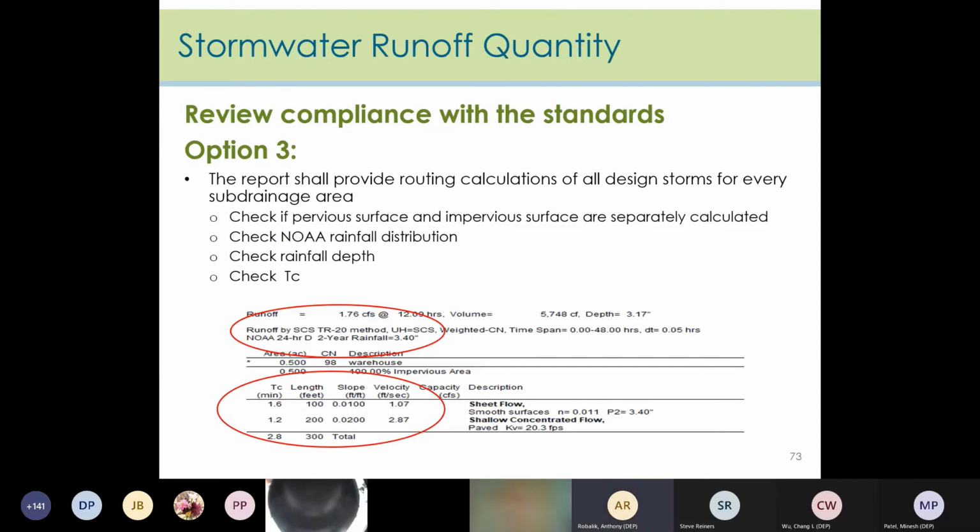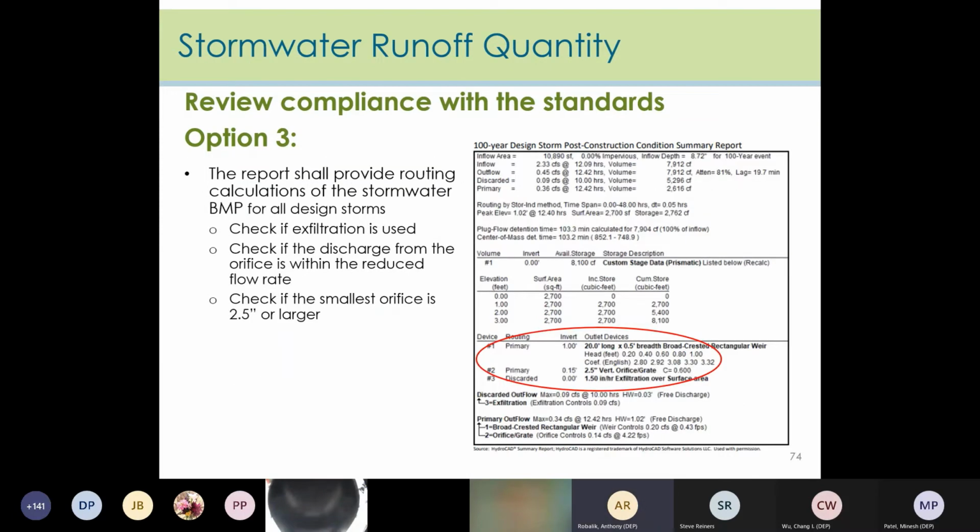As we mentioned earlier, the report shall provide routing calculations of all design storms for every sub-drainage area. The reviewer should check that pervious and impervious surfaces are separately calculated, check the NOAA rainfall distributions, and check runoff depth. An example routing calculation can be seen here.